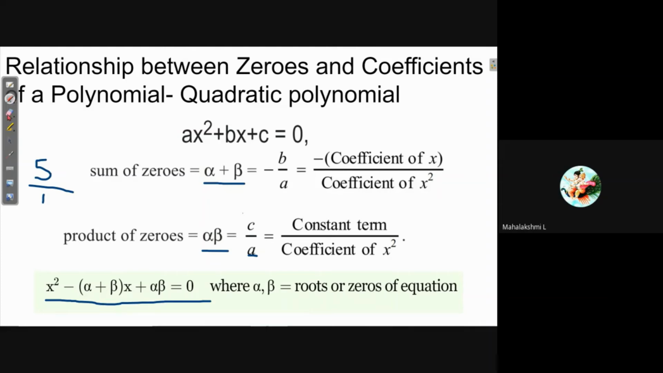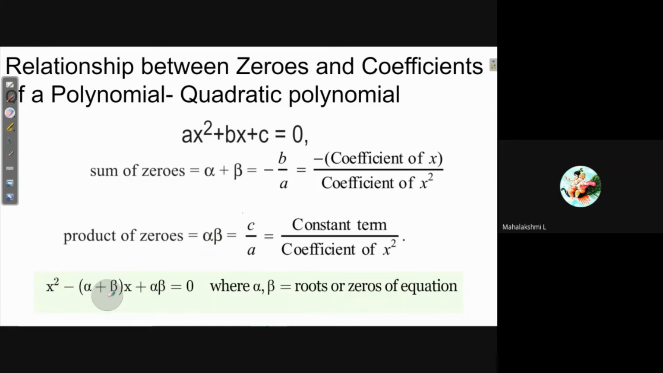Or a simpler way to do it, as you don't have to write steps, it's going to be an MCQ. You can easily do this method. That's what I felt. You can use this formula, that is x square minus alpha plus beta x plus alpha into beta is equal to 0. They would have given you the value of alpha plus beta and alpha into beta. You will just have to substitute those values in this equation and you will get the required quadratic equation.